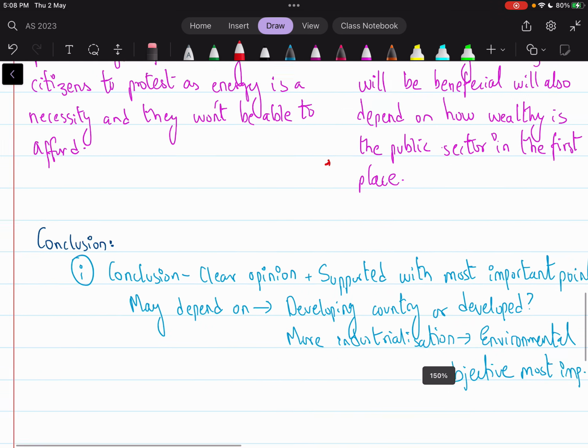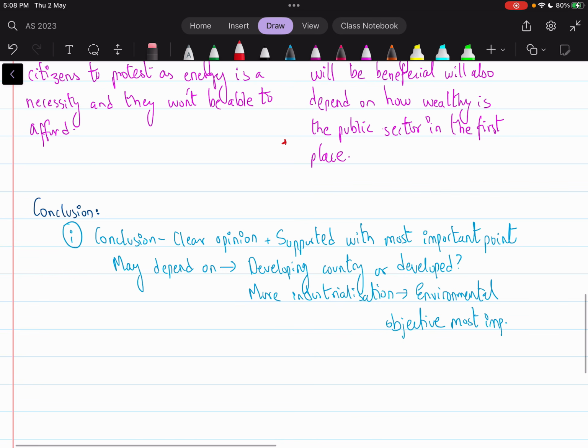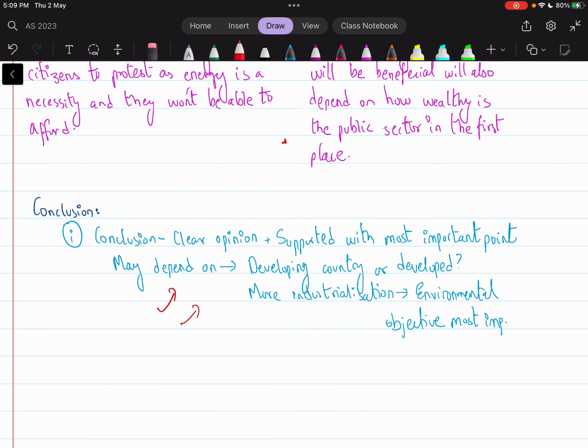So you need to come up with your clear opinion, supported with something concrete and a point that can prove to have weightage over all other points. If you want, you can even mention a depends-on factor, that it would also depend on whether it's important or not if the country is developed or developing. Mind you, if you have mentioned a similar comment in the above paragraphs, then please do not repeat it in the conclusion. I hope this helps. Thank you.